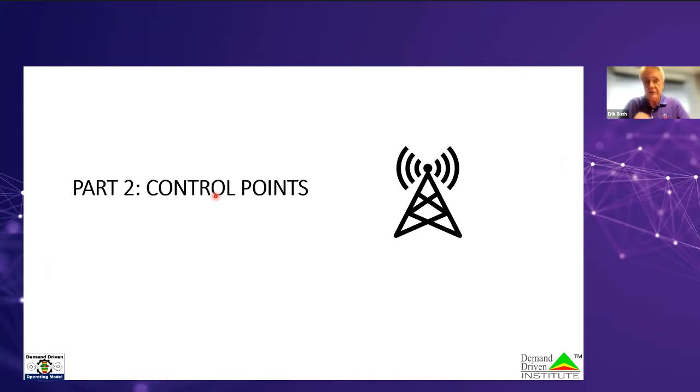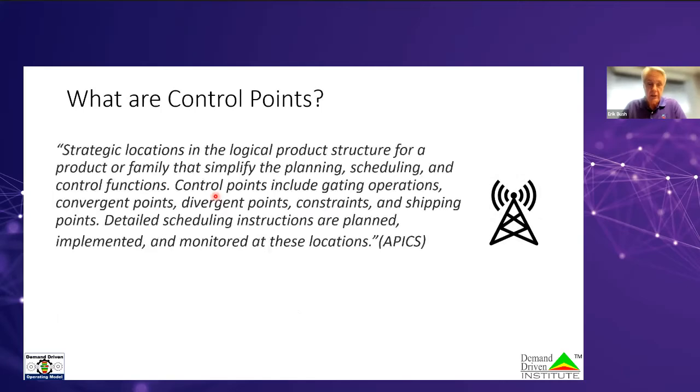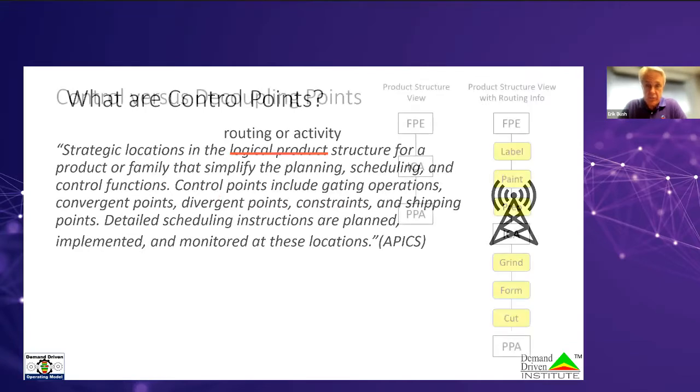So now let's shift our gears. Let's go over more towards the operational side and the execution and talk about control points. These are points within the product structure, and as you'll see, the DDI really thinks about it more in the context of routings or activities, where we can simplify planning, scheduling, and control functions. These can include gating operations, points of convergence or divergence. They can include your production constraints, and obviously your shipping points, and relate to how well you're able to make your on-time and full order fill rate performance.